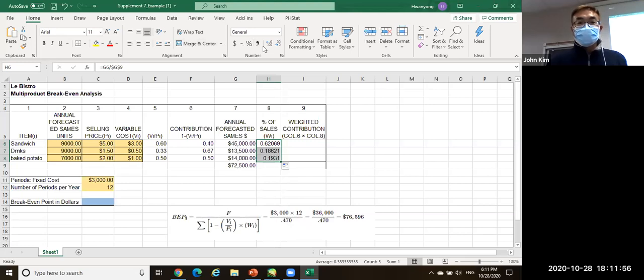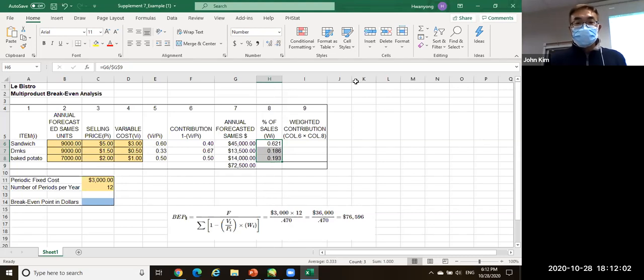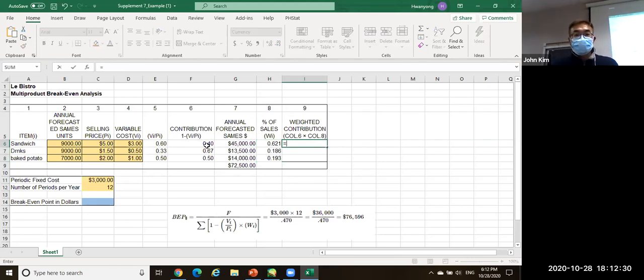I need to change to a 3-digit decimal. Okay, decimal point. And then the weight of each one. That is column 6 times column 8, so percentage of sales times the contribution. So equals column 6 times column 8 and enter.